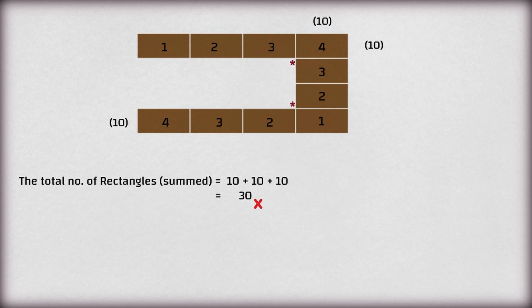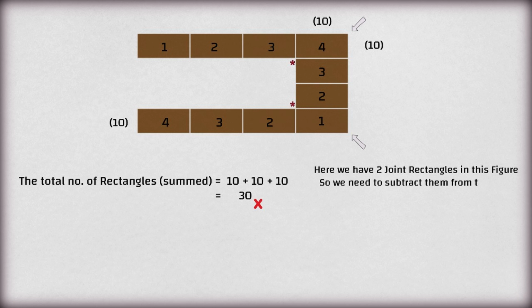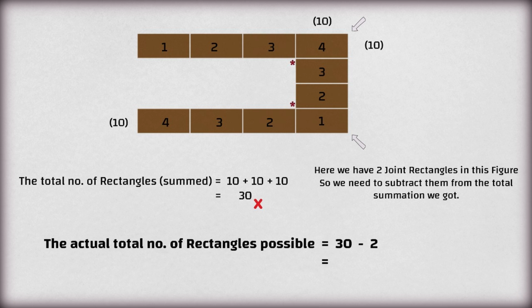So remember, whenever you see such small rectangles that are acting as joint rectangles, joining rows to columns, make sure you subtract them from the total summation we got. In this case, there are 2 joint rectangles in this figure, so we need to subtract 2 from our total summation. Thus, the actual number of total rectangles possible in this figure will be equal to 30 minus 2, that is 28. Let's see one more of this type to get things more clear.